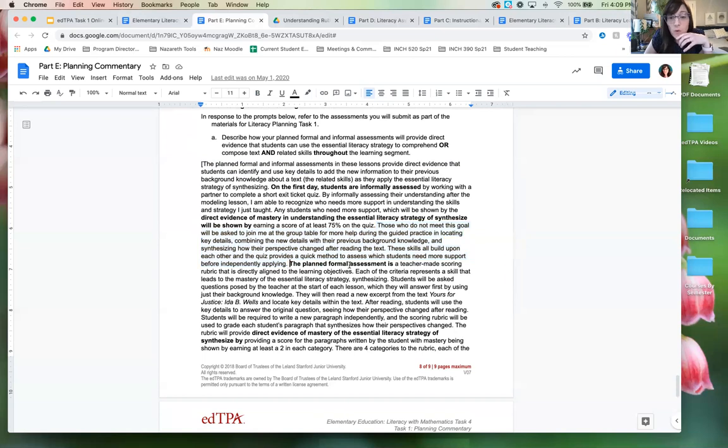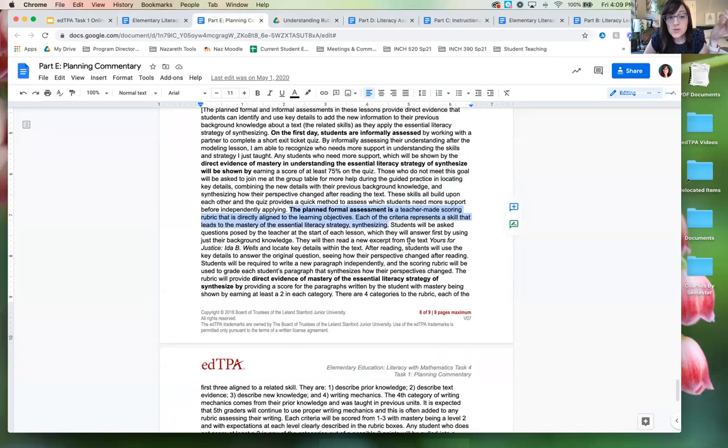The planned formal assessment is a teacher-made rubric that directly aligns to the learning objectives. You could even say to the standards too. Each of the criteria represents a skill, a related skill that leads to the mastery of the strategy synthesizing. Students will be asked questions posed by the teacher at the start of each lesson, which they will answer first by just using their background knowledge, so the what I know part. Then they're going to read the new excerpt from the text, locate key details.